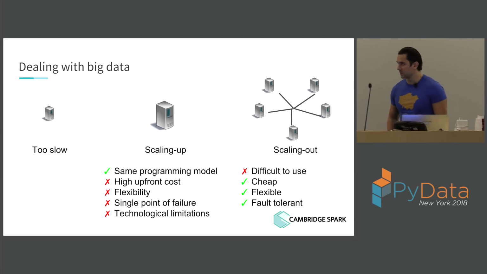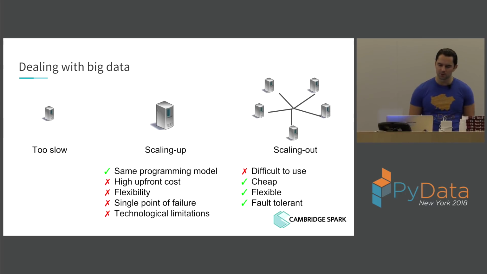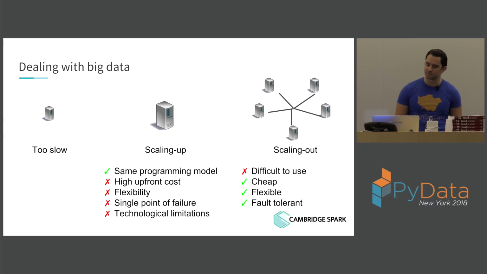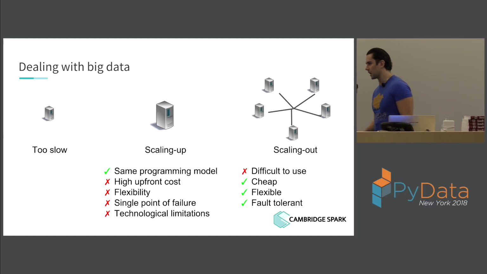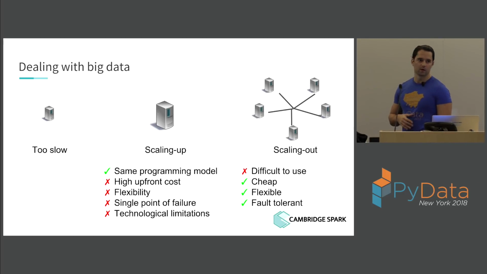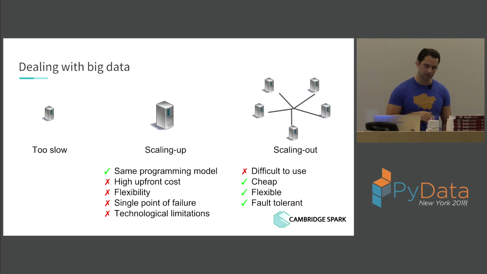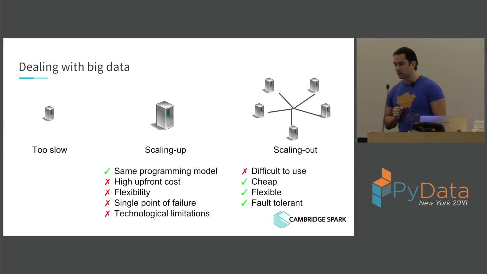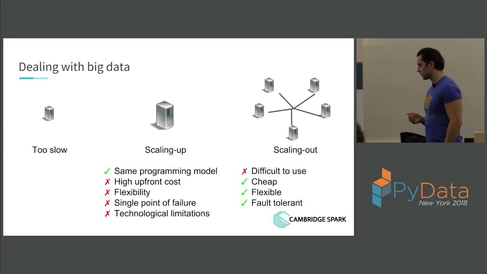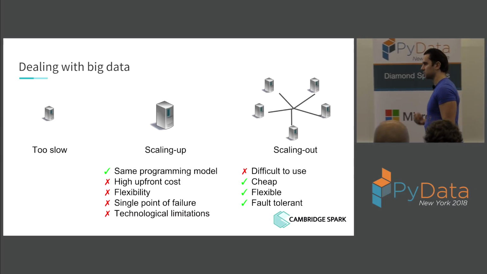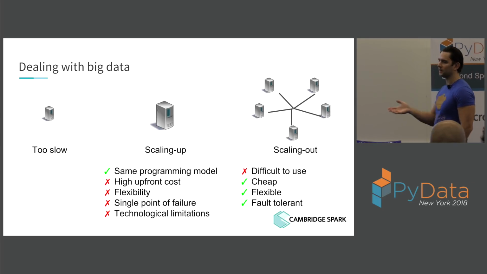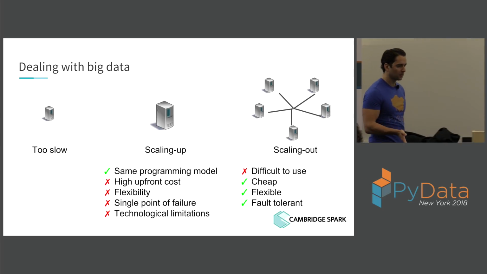Now, if I was to draw a list of pros and cons, scaling up is my favorite one because it's the same programming model. I don't have to worry. I can just run the same code. I don't need to change it. But often, from a business point of view, it means you invest into a high upfront cost, so we have to buy into a more powerful machine.